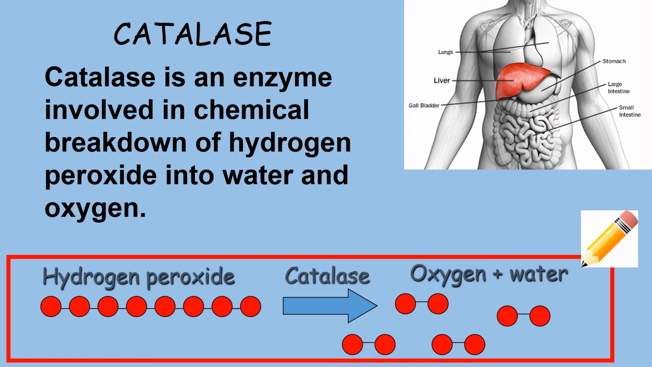So you've got your hydrogen peroxide, which is a long chain, and then it goes to oxygen and water, and this reaction would happen on its own, but it'd be really slow. So catalase, the enzyme, speeds it up. You'll notice most of your enzymes end in A's.